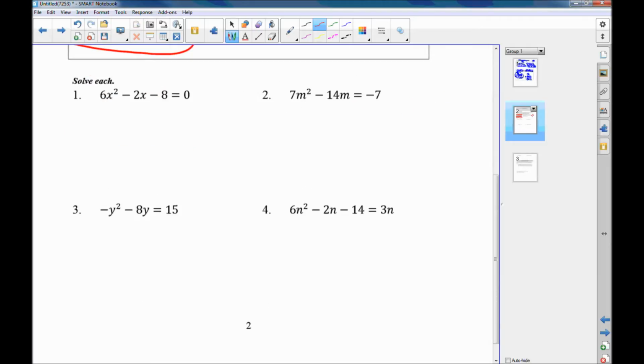All right, so down below our directions say solve each. Okay, so we're going to use our box method to help us.